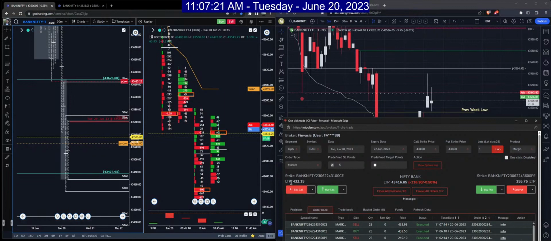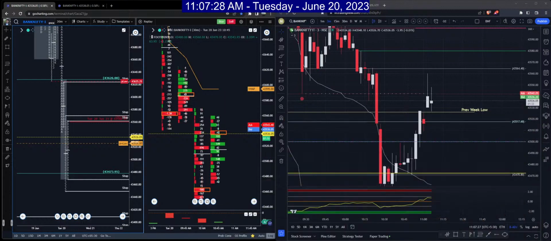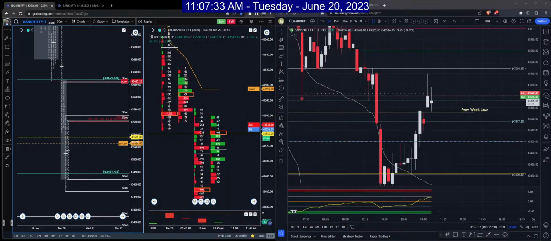But yeah, the premiums are eroding. It was 440, and then it came to 4. Immediately it hit my SL. So I'm still in a loss. But yeah, these are just some quick scalps, which I'm just taking as the auction is developing. So that was the 43,100 call. 432.5 was my buy price, and 433 was my sell price, or the exit price.